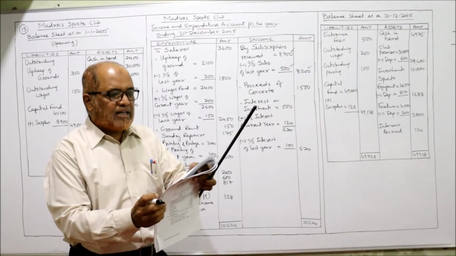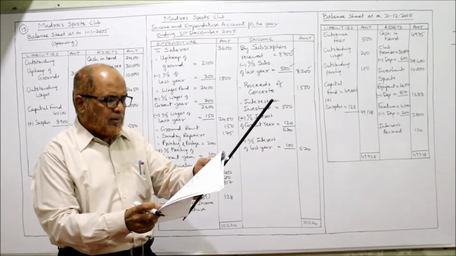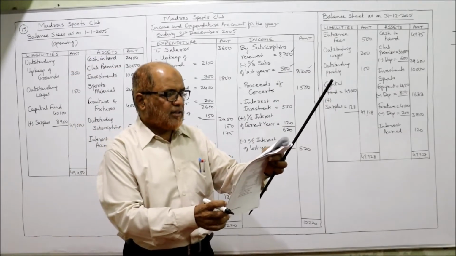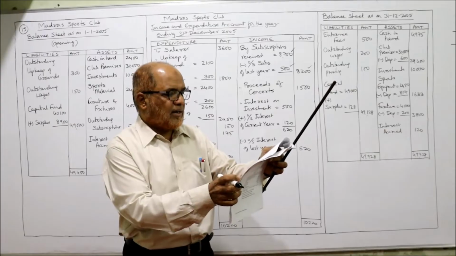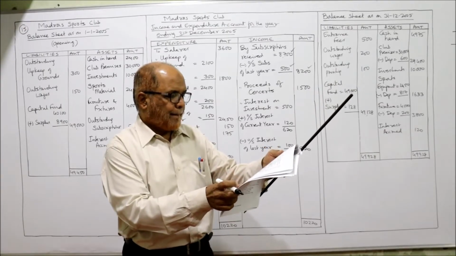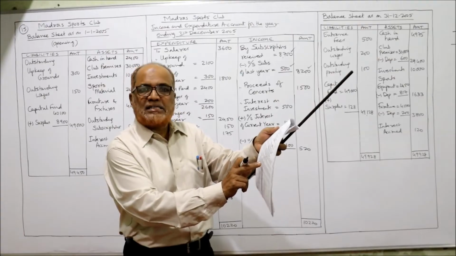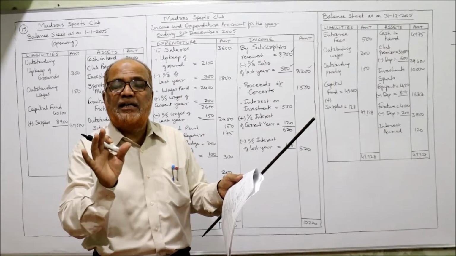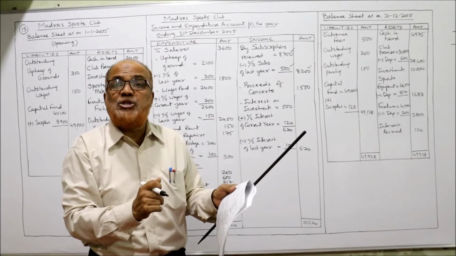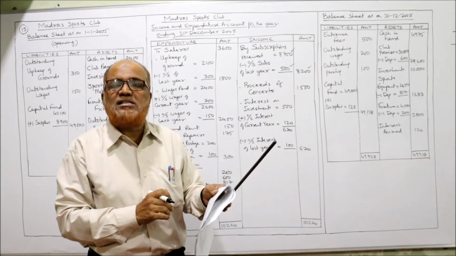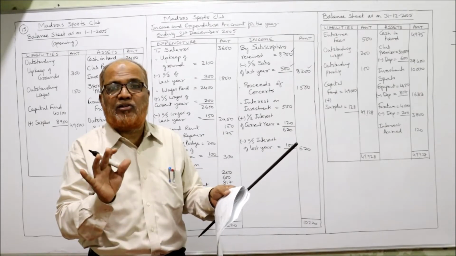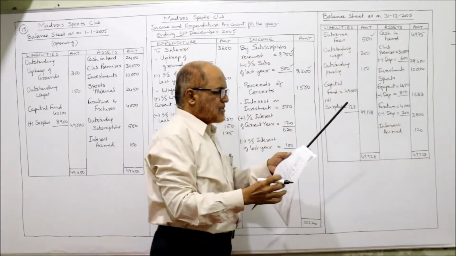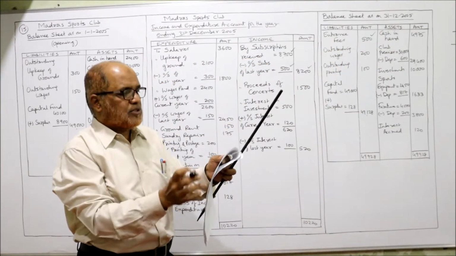Second one is entrance fees. Regarding entrance fees, see the problem whether it is to be treated as income or to be capitalized. So here in the problem, it is given capital fund, then entrance fees are to be capitalized. Specifically, one sentence is given, entrance fees is to be capitalized. Capitalized means it should be taken to the balance sheet. It should not be treated as revenue income. Take it in the balance sheet. So entrance fees 500 rupees are taken here.